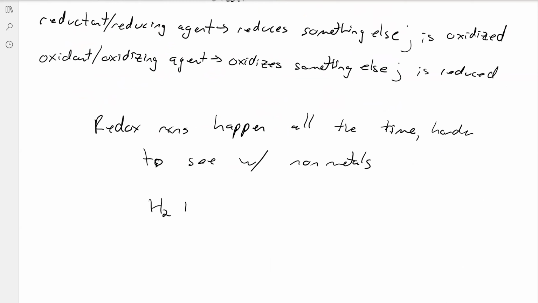So for example, hydrogen gas plus chlorine gas will give us some HCl gas. This is also a redox reaction. So next up, we're going to learn how to identify redox reactions with nonmetals, things that don't have the charge and where it's a little bit less obvious.